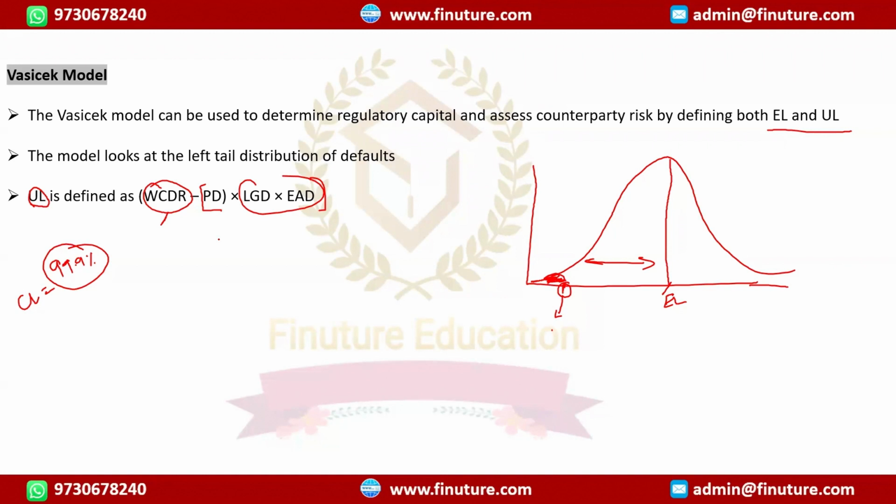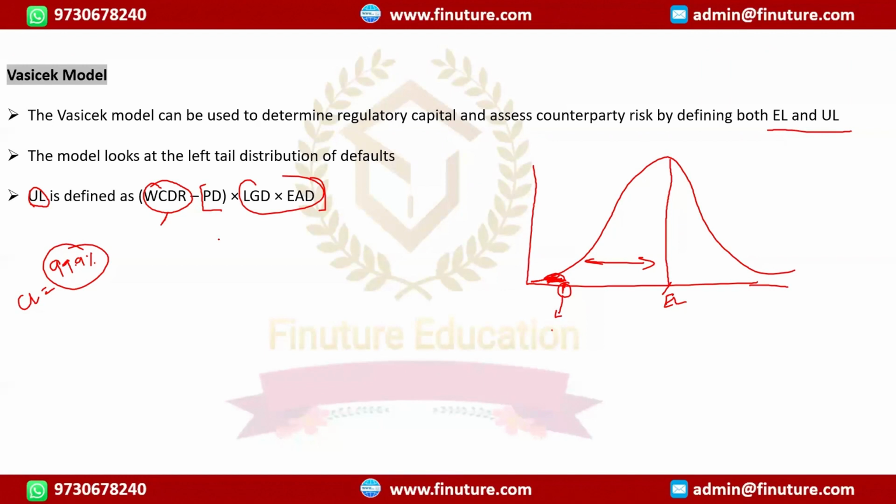You want to estimate the unexpected loss, so you still have your worst case default rate and the expected loss parameters here. Okay, understood. WCDR is the worst case default rate minus the percentage of probability of default, times EAD, times LGD.